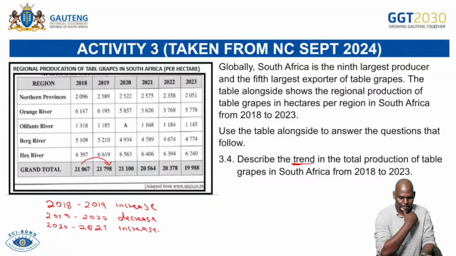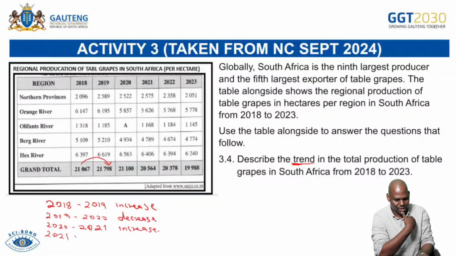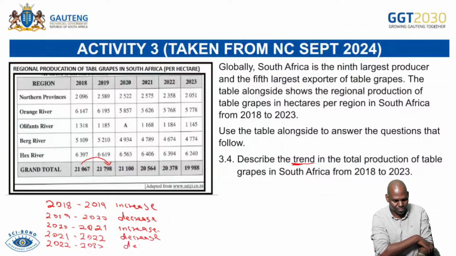And then from 2021 to 2022, it was a decrease or a decline. And then from 2022 to 2023, it was a decrease.